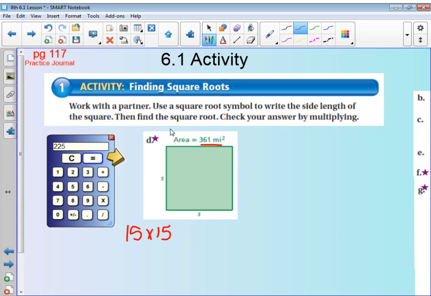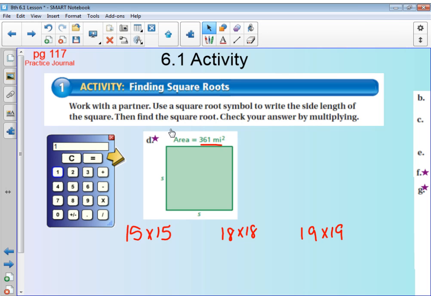So maybe now I want to try, I don't know, because that's quite a big difference. It's over 100. Let's try 18 times 18. Okay, 18 times 18 gives me 324. We're closer. I'm at 324. I need 361. So let's try the next number up, which is 19 times 19. When I do that, I get 361. That's the number that I'm looking for. So my side lengths on this one are 19 miles for each of these.